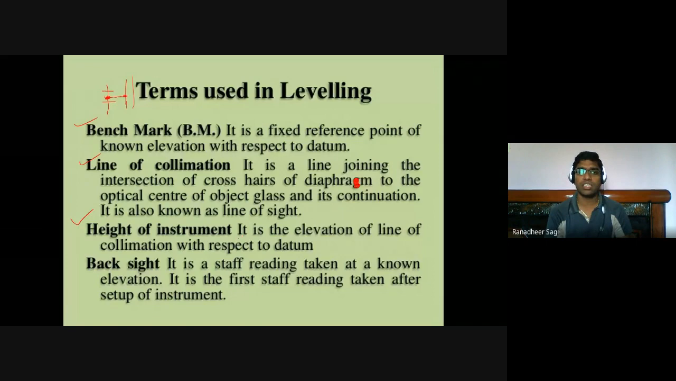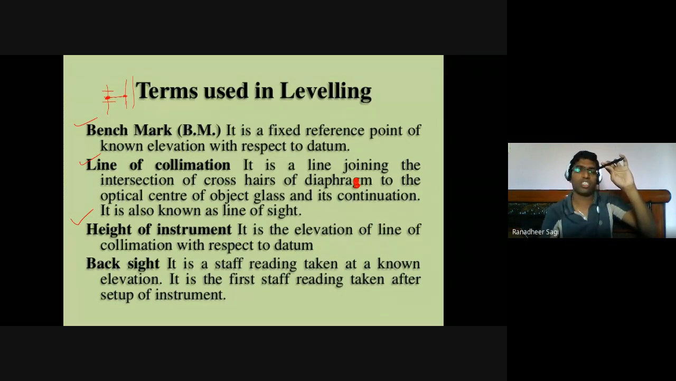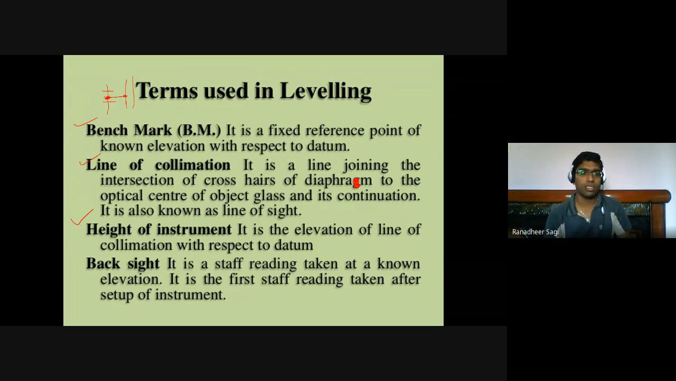Next, height of instrument. Height of instrument is the elevation of the line of collimation with respect to the datum. What does the term mean? At what height that particular instrument is set up. If I say this is my telescope position of the instrument, we are defining a line of sight which passes through the center of the eyepiece and the center of your objective glass. The height at which this line of collimation exists from the reference datum, or from the reference mean sea level position, is what we call your height of instrument.